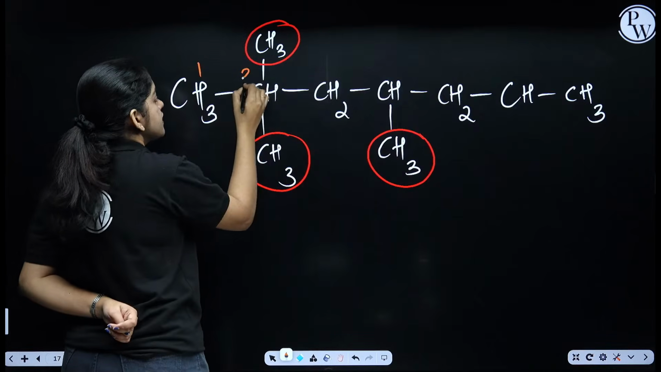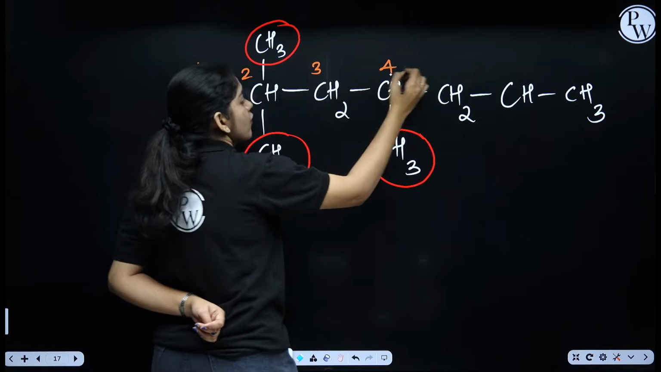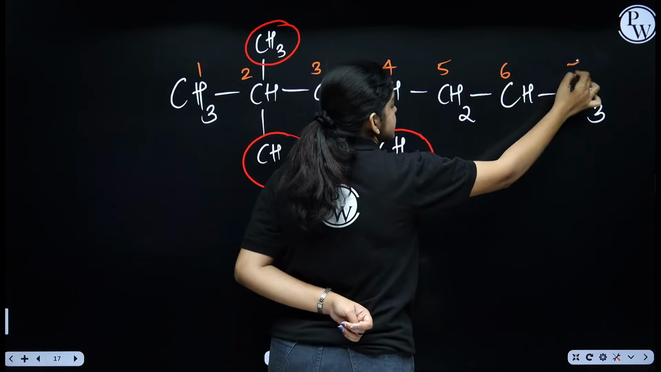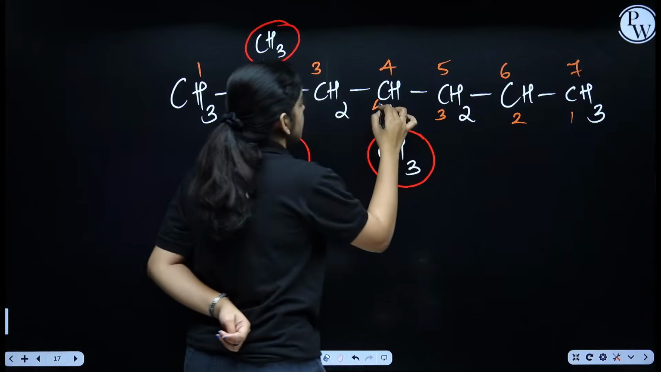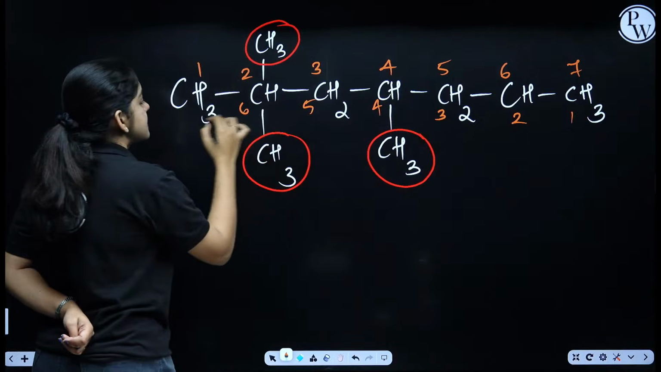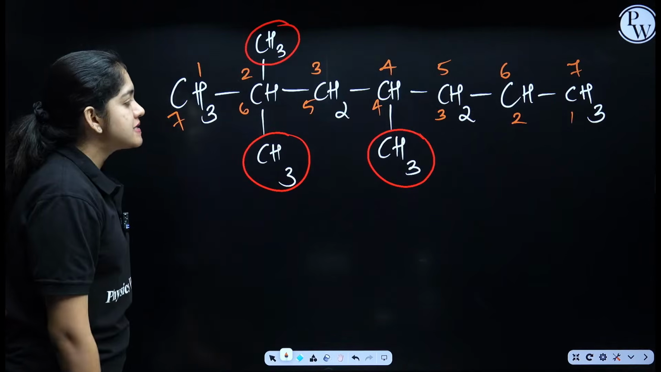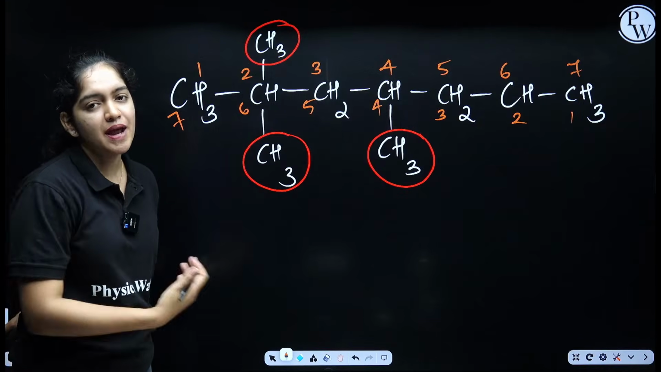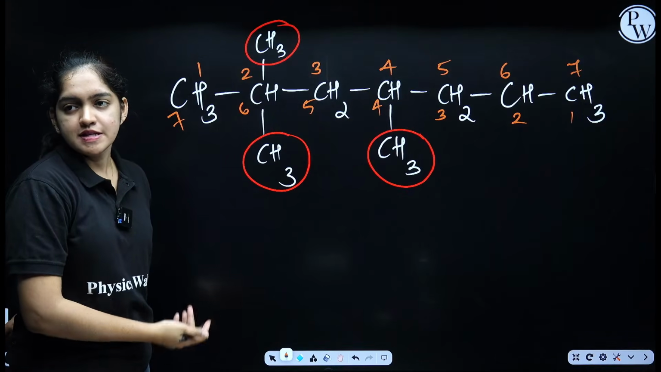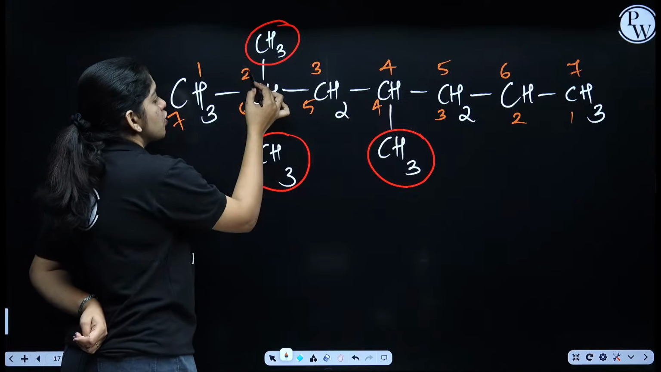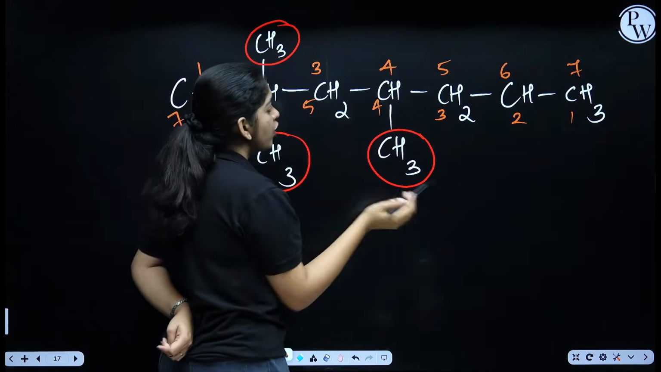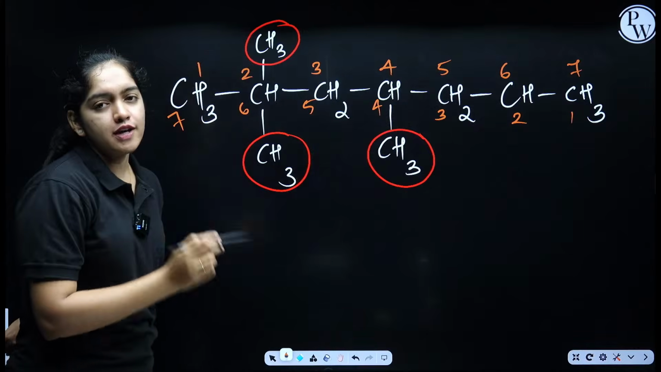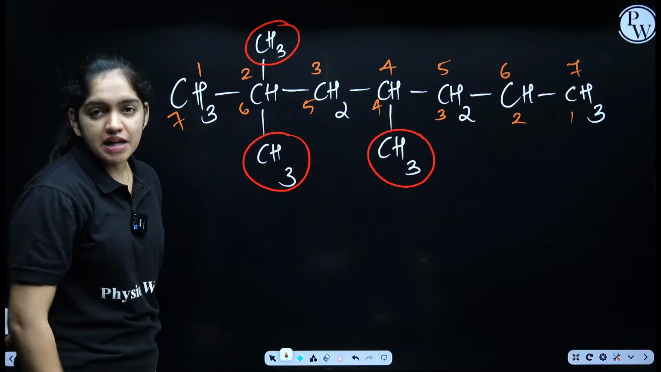1, 2, 3, 4, 5, 6, 7. Opposite also, 1, 2, 3, 4, 5, 6, 7. Now look at the numbers that the branches got. Which are the numbers the branches got? 2. Opposite time, it is 6. Here in both cases it is 4. So we can take 2 and 4 as the branch numbers.